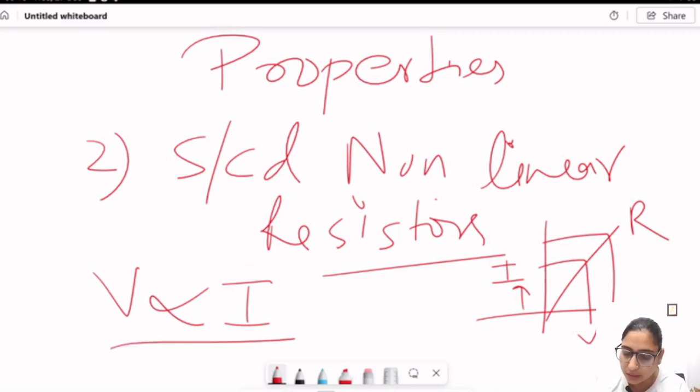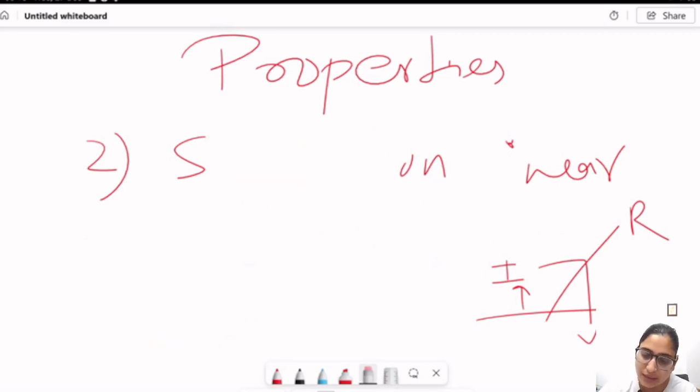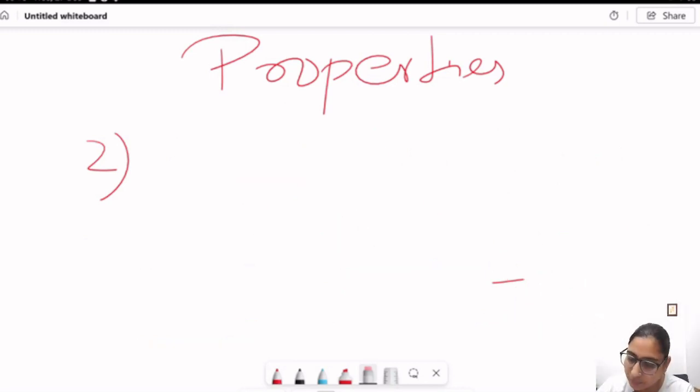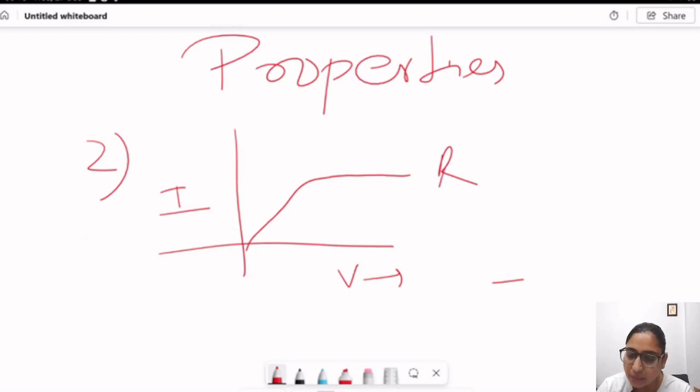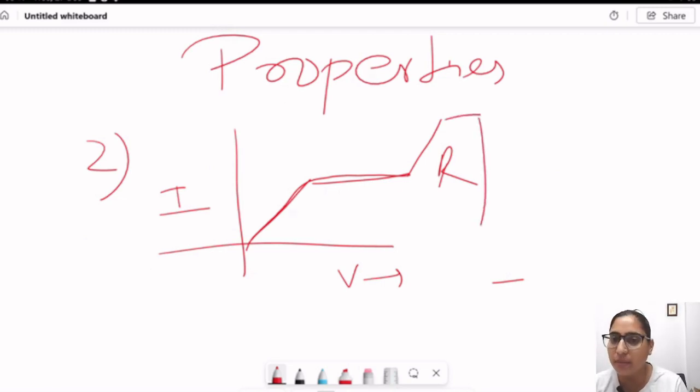But in a semiconductor, this doesn't follow. V proportional to I doesn't follow. They have the property of non-linear resistance. Like, if I am talking about a particular semiconductor, and this is voltage and this is current, then they don't follow the straight path. They have this kind of resistivity. So this is a non-linear path. Sometimes it is increasing, then it is stable, and sometimes it increases, sometimes stable, sometimes shooting up. So this is the non-linear property of a semiconductor.